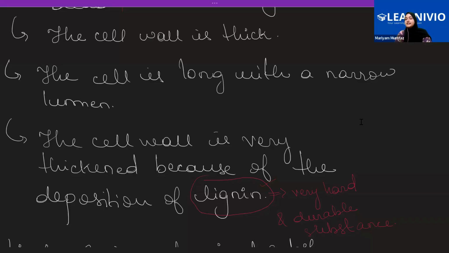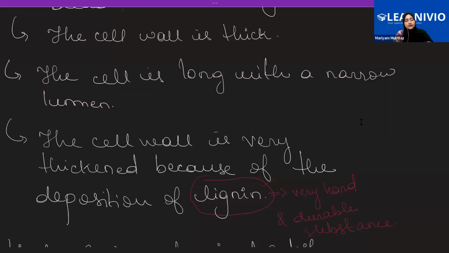And the last one is the sclerenchyma. The sclerenchyma mostly has deposition of lignin on it, which makes it very hard and very, very durable. And the thing that differs for the sclerenchyma is that it is a dead tissue, right? It has a narrow lumen and no intercellular space. So parenchyma has the most intercellular space, collenchyma has little intercellular space, and the sclerenchyma has the least or no intercellular space at all.